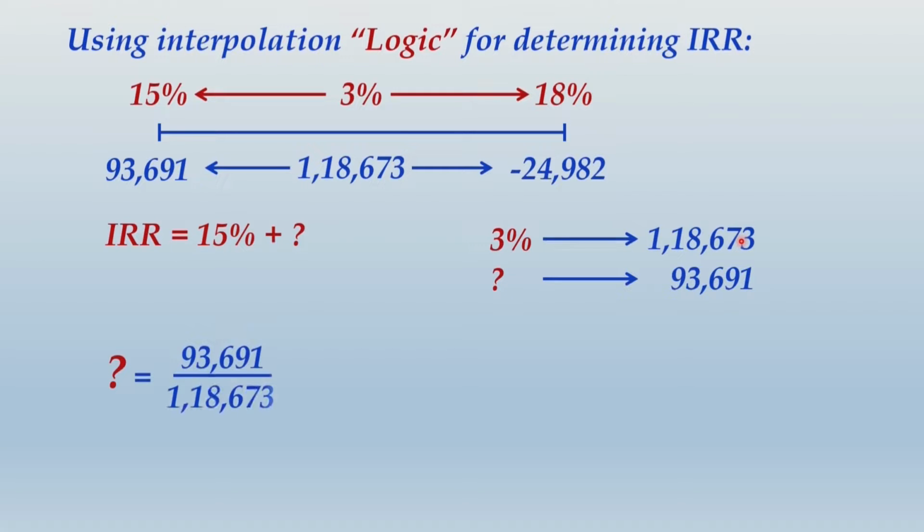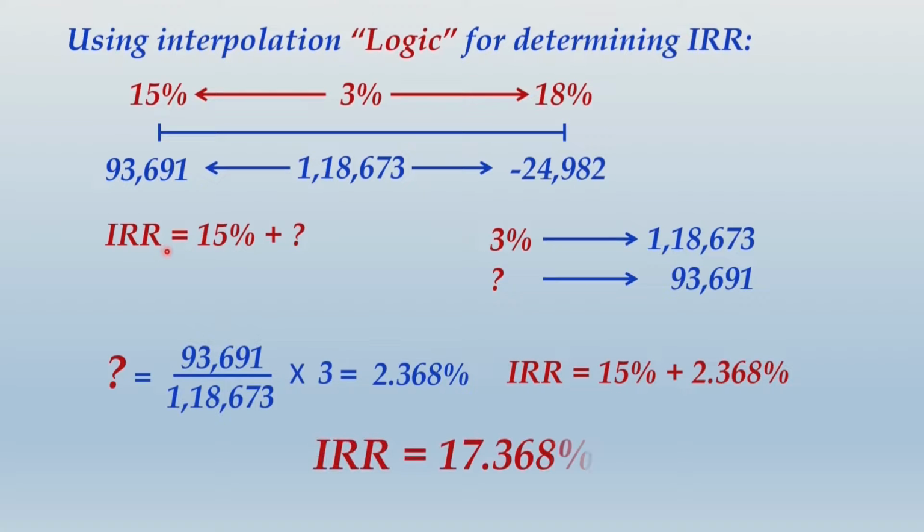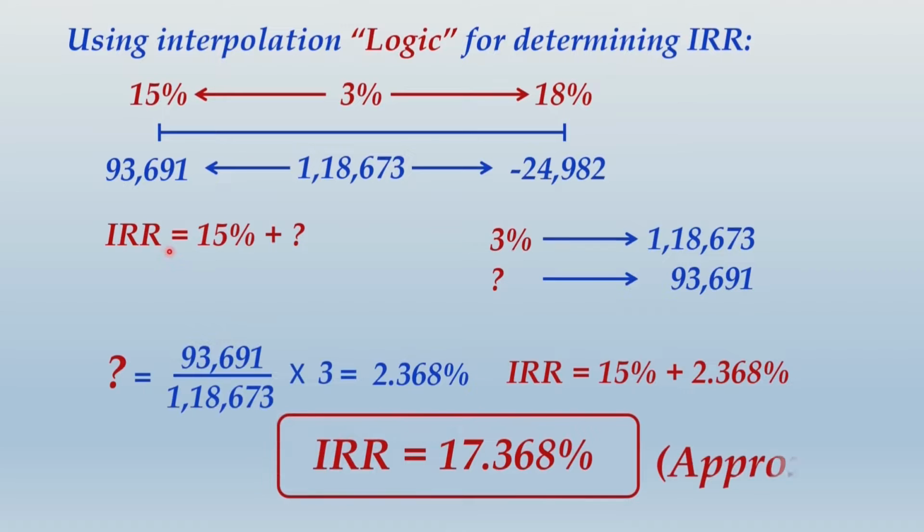The question mark value will be 93,691 divided by 1,18,673, and that will be multiplied to 3. And what you get is 2.368 as the value of this question mark. So question mark value when added to 15%, you are getting IRR. So 2.368% when added to 15%, you will be getting IRR as 15% plus 2.368%, and that comes to 17.36% approximately.